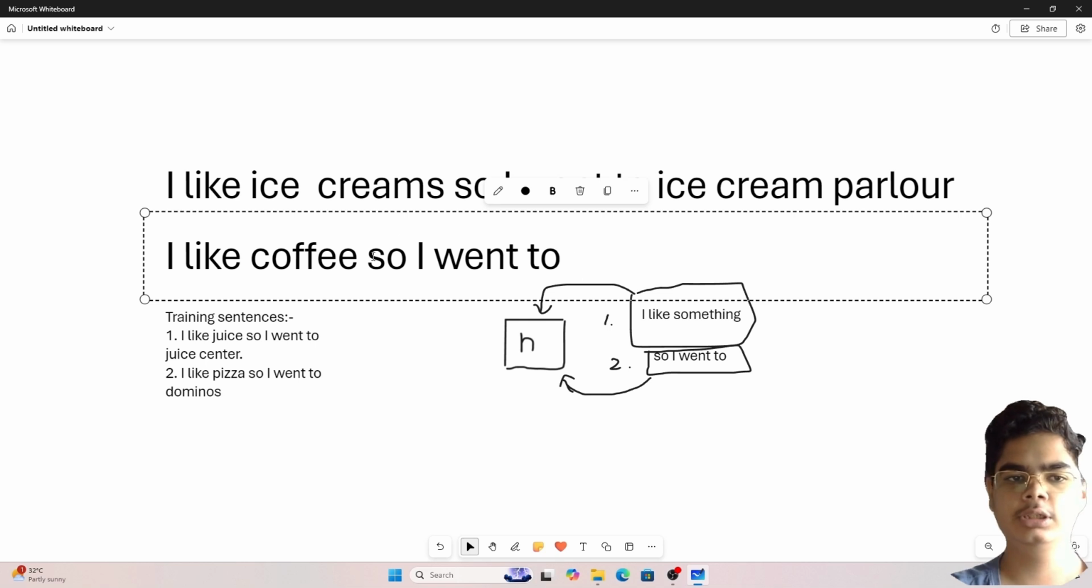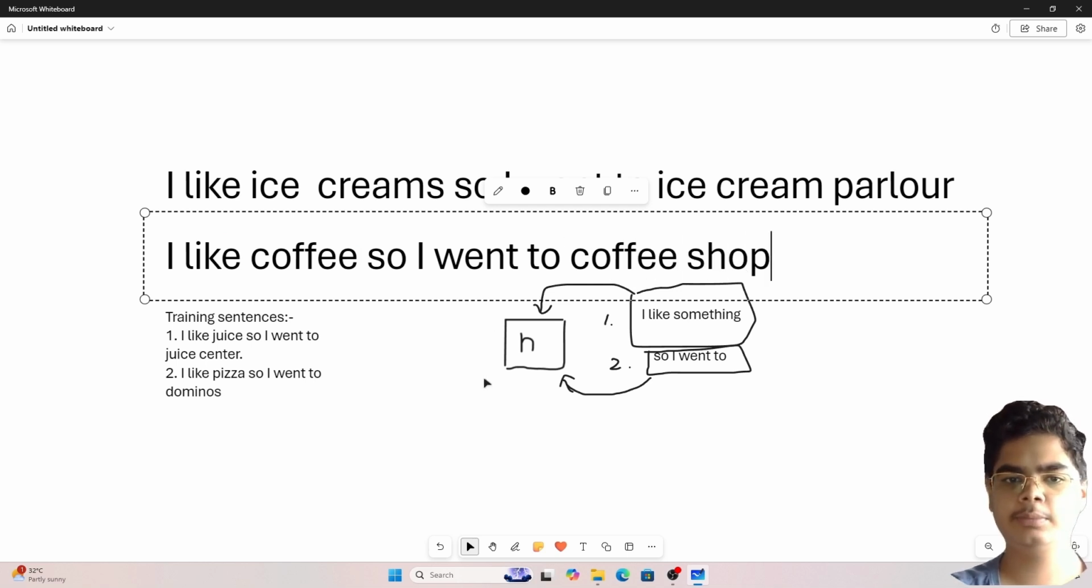Similarly, in this sentence, first we will try to see what the sequence is. Here we notice that it is so I went to. So here it must be some place, and to determine which place it is, we again look at the keyword present in our first sequence, and that is I like coffee. So here it is coffee shop.